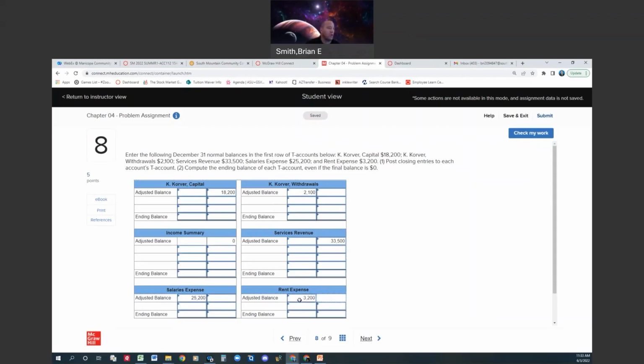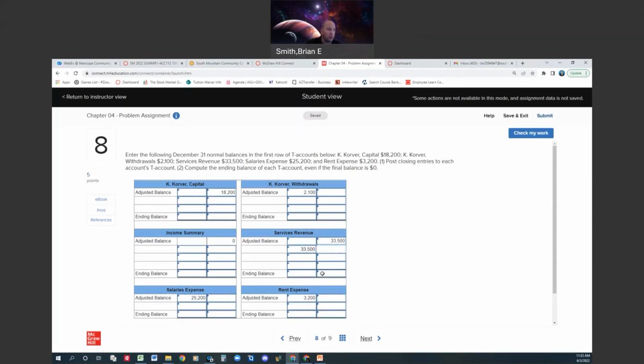So we want to post our closing entries to each T account. Let's start off with how we do this normally. We start off with our revenues. Here's our T account. Okay, remember our T account goes like this. Credits on the right, debits on the left. So in order to close this, we need to debit the service revenue, 33,500.